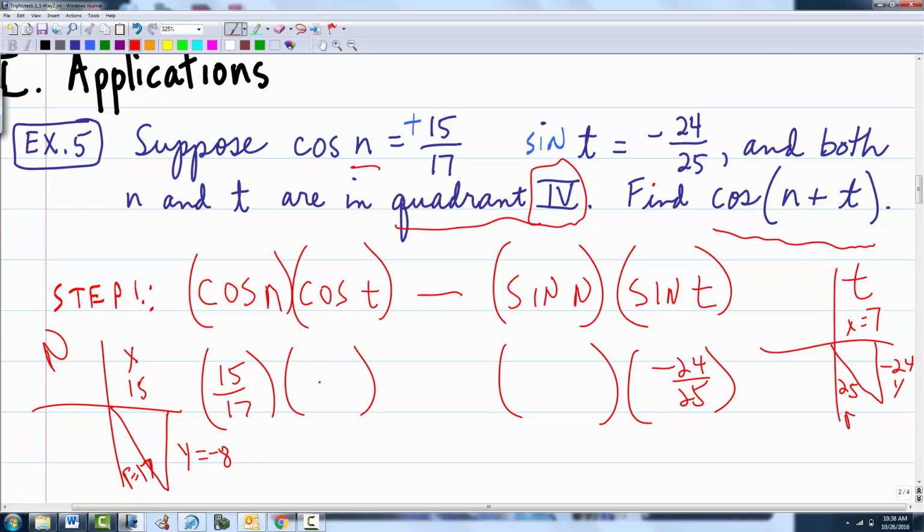By the way, what's the cosine of t now? What's the cosine of t? 7 over 25. And then what's the sine of n over here? Sine of n. Negative 8 over 17. All right? So these are just silly little formula questions. Can you fill in the numbers in the formula appropriately?